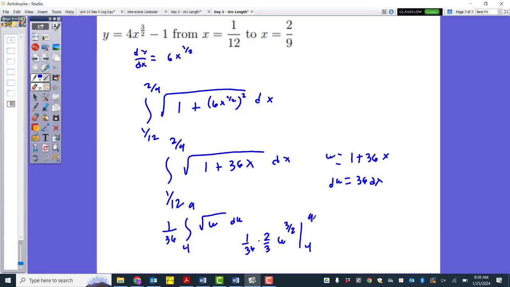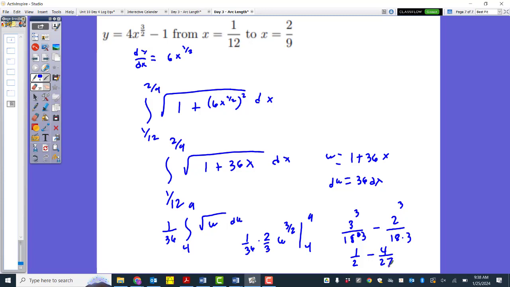Plug in the upper and lower bounds. Should end up with, what is that? 18 times 3. Square root of 9. So we end up with 3 cubed over 18 times 3, minus 2 cubed over 18 times 3. So that ends up with 9 over 18, which is 1/2, minus, and then 9 times 3 is 27, so 4 over 27.